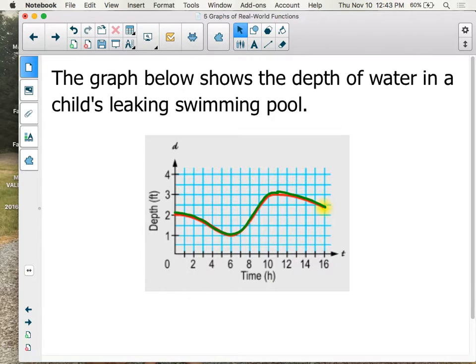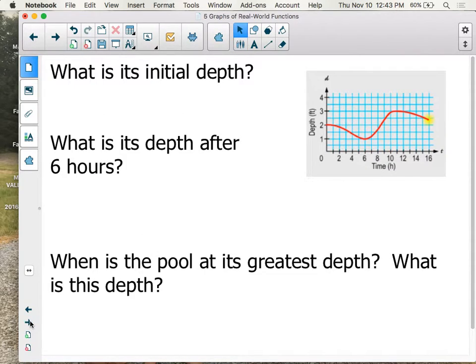So let's talk about a few questions with this. First of all, what's its initial depth? How deep is the water to begin with? Well, that's our y-intercept. We see initial, we think y-intercept. So the y-intercept is at 2, so we'll say it's 2 feet at its initial depth. Maybe that's when we first noticed it.